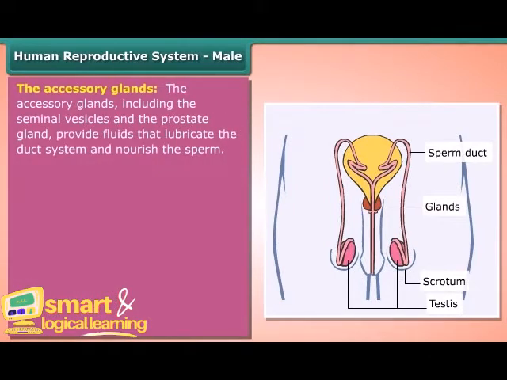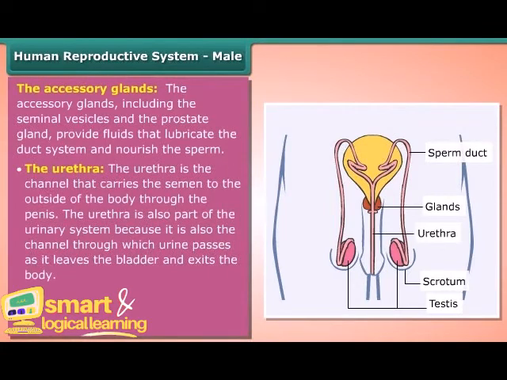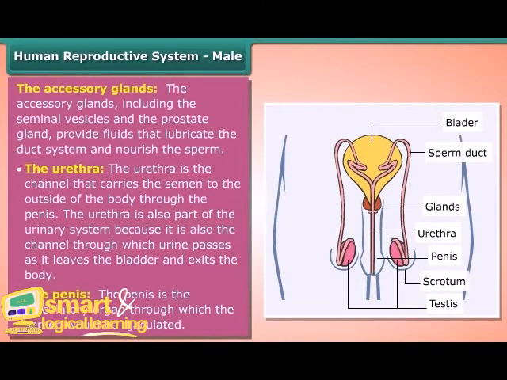The accessory glands. The accessory glands, including the seminal vesicles and the prostate gland, provide fluids that lubricate the duct system and nourish the sperm. The urethra. The urethra is the channel that carries the semen to the outside of the body through the penis. The urethra is also part of the urinary system because it is also the channel through which urine passes as it leaves the bladder and exits the body. The penis. The penis is the ejaculatory organ through which the semen would be ejaculated.